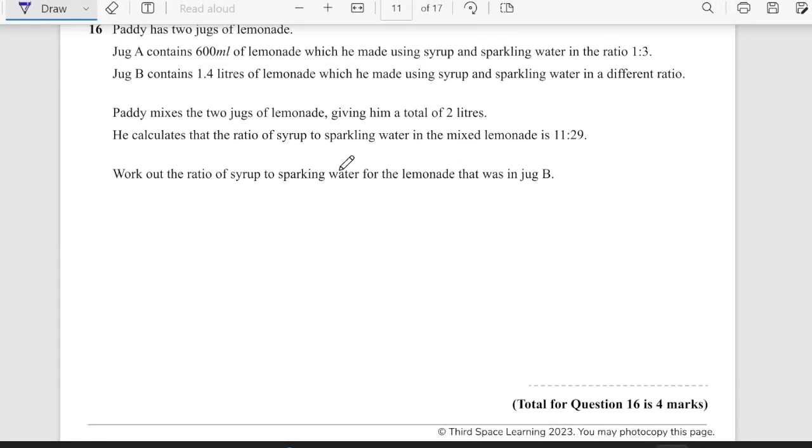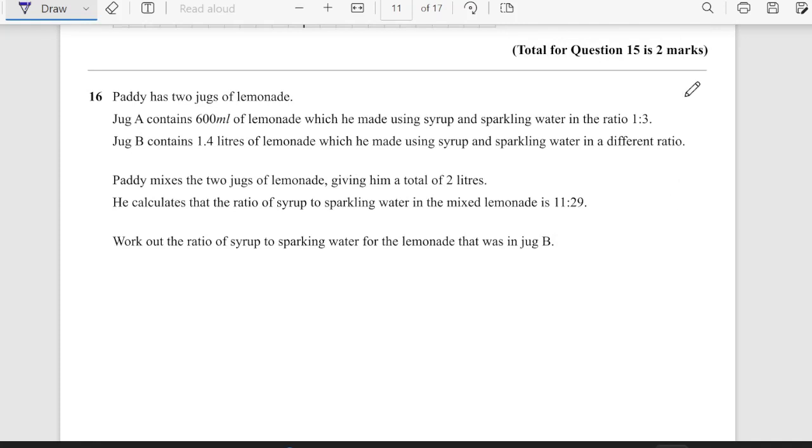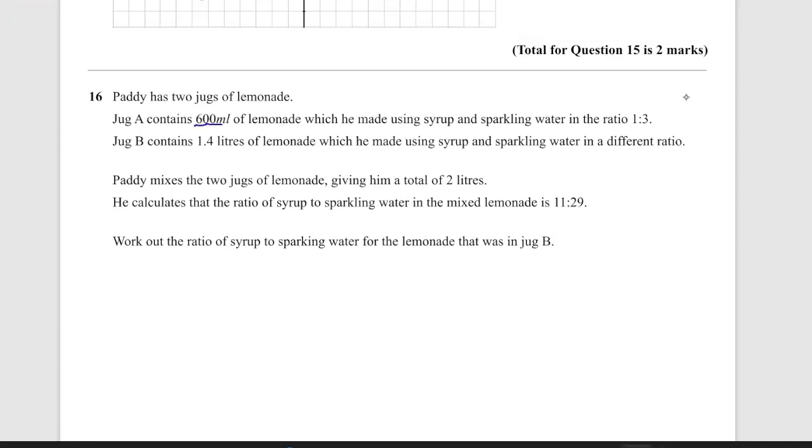Right, question 16. Paddy has 2 jugs of lemonade. Jug A contains 600 millilitres of lemonade, which he made using syrup and sparkling water in the ratio of 1 to 3. I'm going to put a Y and a P there to stand for syrup and sparkling. Jug B contains 1.4, so we've got a difference in units, which he made using syrup and sparkling water in a different ratio. Paddy mixes the 2 jugs of lemonade together, giving him a total of 2 litres.